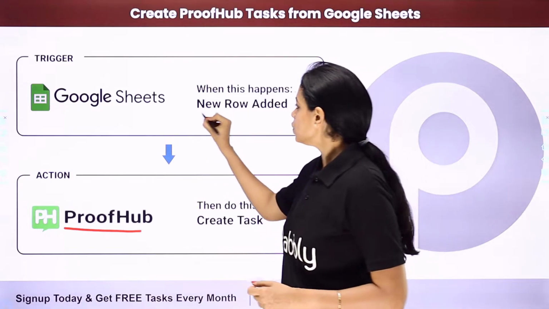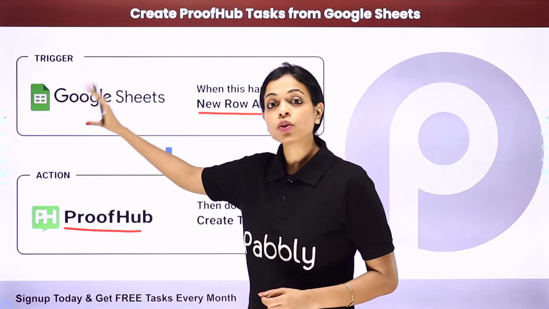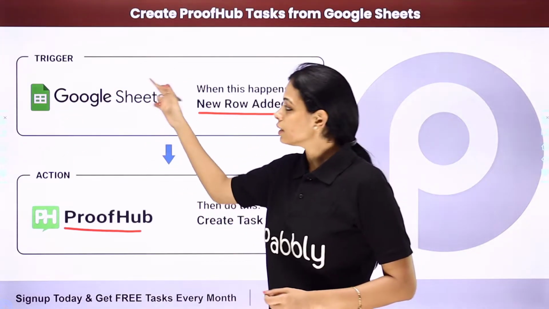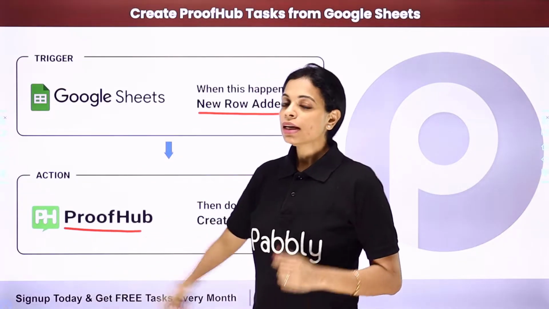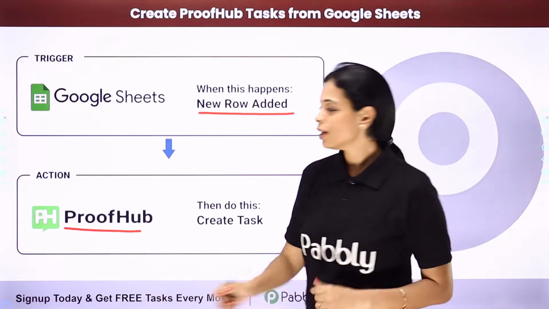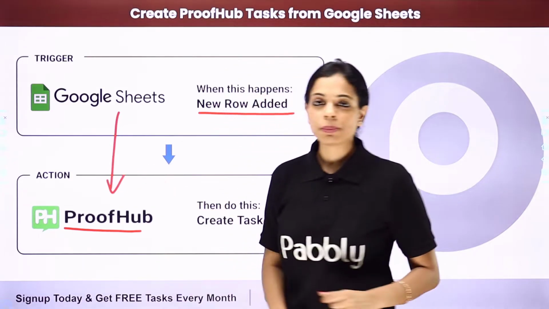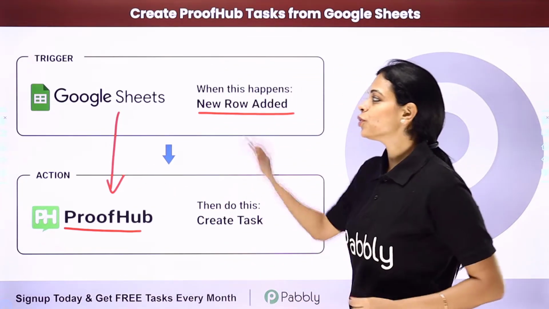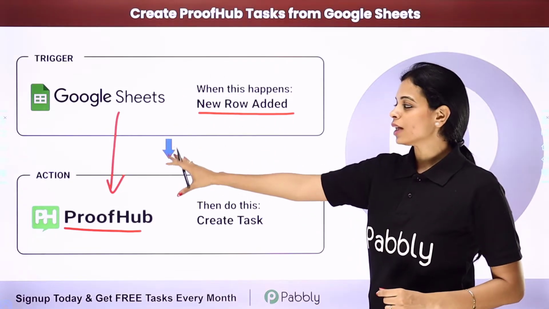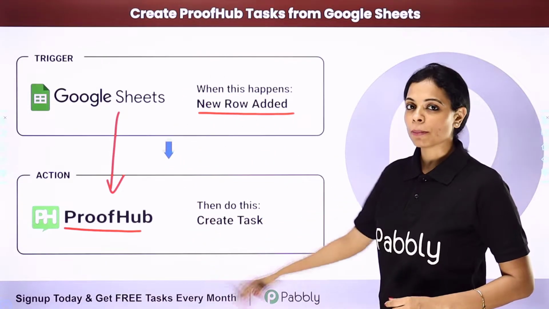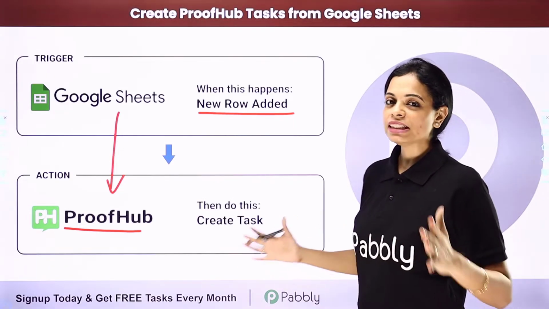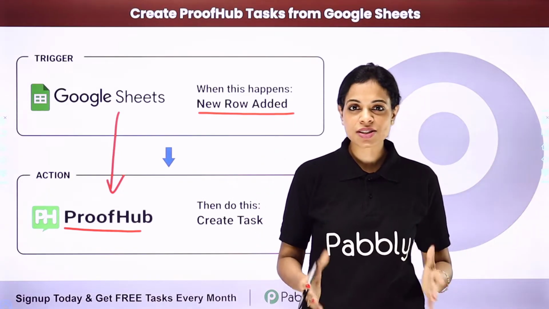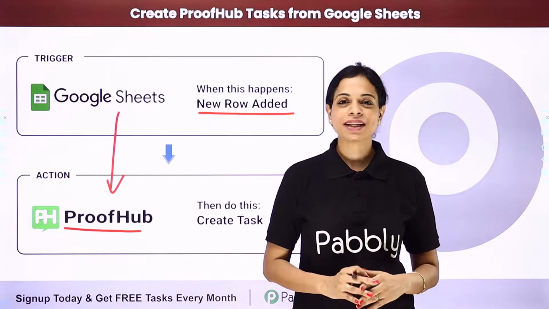That every time a new row is added in Google Sheet, then automatically with this data, a task should be created in ProofHub. Now, how can you do this? For this, you will have to set up some integration between the two applications, and the same thing can be done using Pabbly Connect software. Here, your trigger application would be Google Sheets and your action application would be ProofHub. Now, how can you do this yourself, integrate and automate this entire process? To understand that, let me take you to my screen.